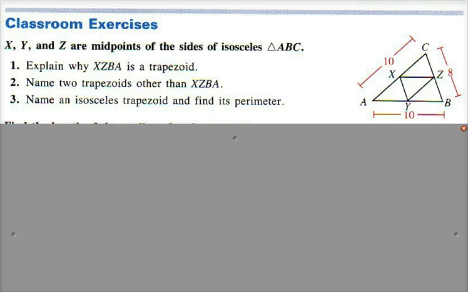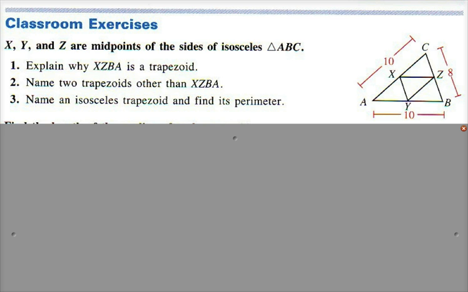All right, going through some problems. X, Y, and Z are the midpoints of the sides of isosceles triangle ABC. You can see that it's isosceles because AC and AB both have a length of 10. Explain why XZBA is a trapezoid.